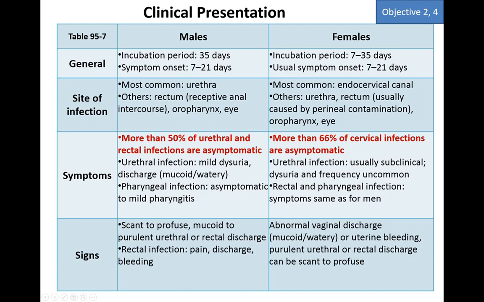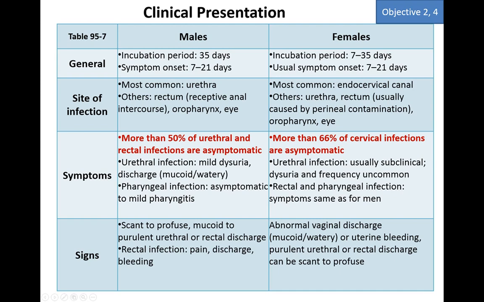So going to the different clinical presentations, by breaking it down by male and female, after exposure, the incubation period can be up to a month for both female and male. However, chlamydia is known as the silent STI, and this is because patients are mostly asymptomatic. Over 50% of male, or close to 70% of female, are mostly asymptomatic, and they don't even know that they have it. So you can imagine the risk of transmission between sexual partners if they're not aware of their infection.